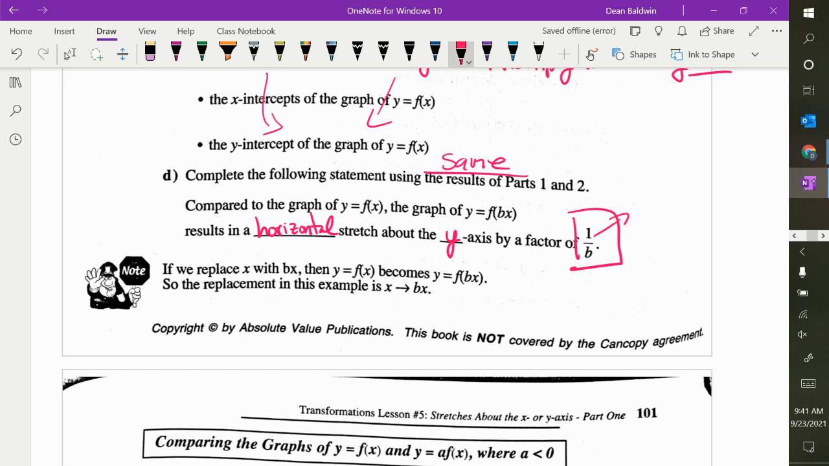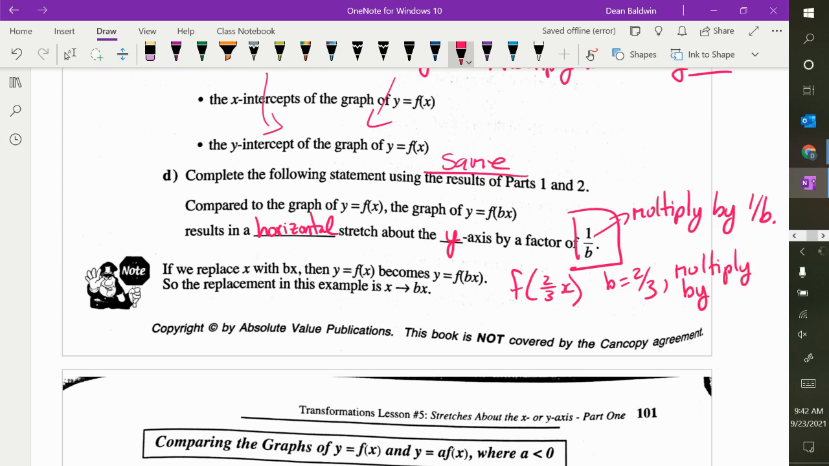Yes, the b value will always be in front of the x. Multiply by 1 over b. So for example, if I said f of 2/3 x, is that going to be an expansion or compression? It's going to be an expansion, right? Because what do you multiply by? Your b value is 2 over 3. The b value is the number in there, but what you multiply by is 1 over that number. So you just flip it. Multiply by 3 over 2. Okay?